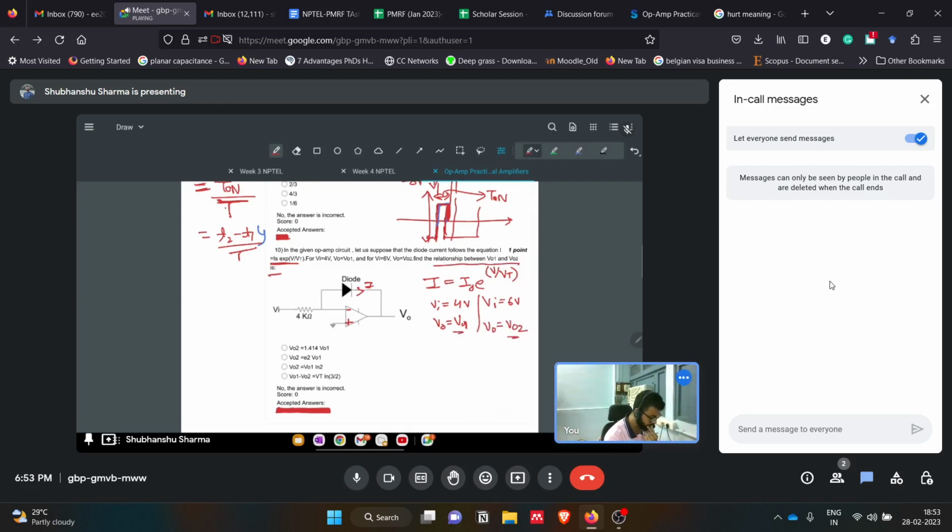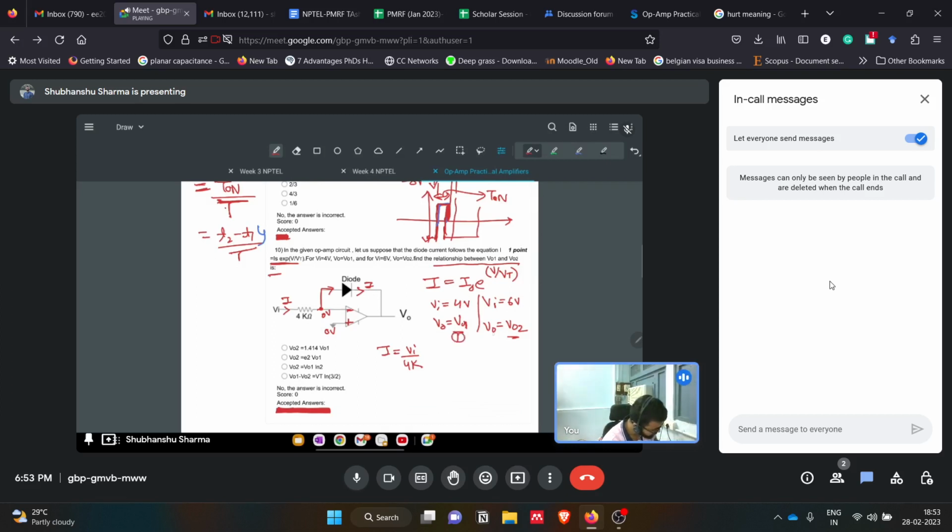So what can we do? Since there is a negative feedback op amp, we can use the virtual short concept here. So this is 0 volts, and this will also be 0 volts. So what will be the current flowing here? That current I will be Vi by 4K, and the same current is going through the diode. So we now know the equation for the current, that is Vi by 4K.